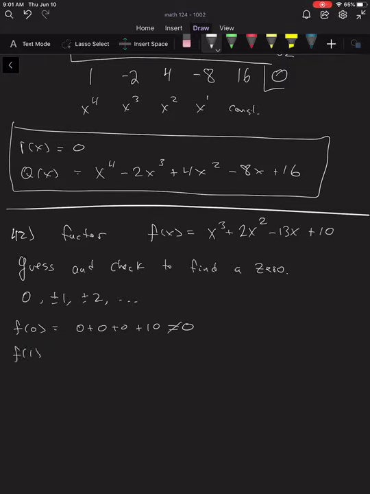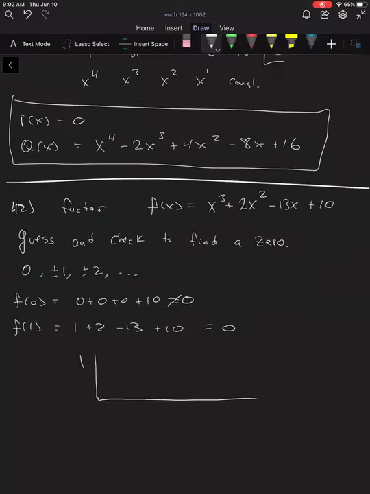Let's try 1. So we're going to get 1 plus 2 minus 13 plus 10, and that does equal 0. Okay, so we found our 0. One of our zeros is going to be 1. And once we find a 0, we're going to do synthetic division with that number. We put a 1 right here because 1 was the 0. These are always just the sequence of steps: we find a 0, and then we use synthetic division with that number.